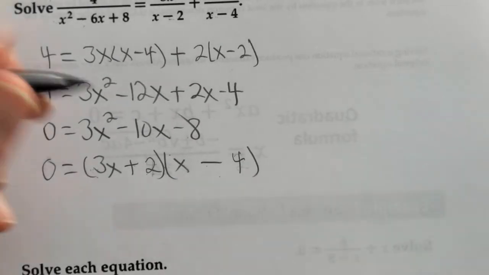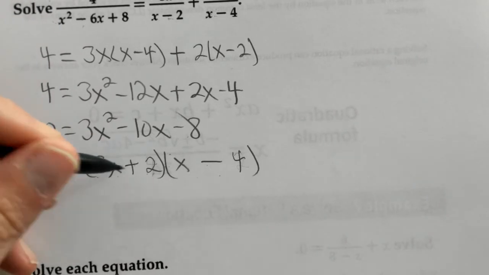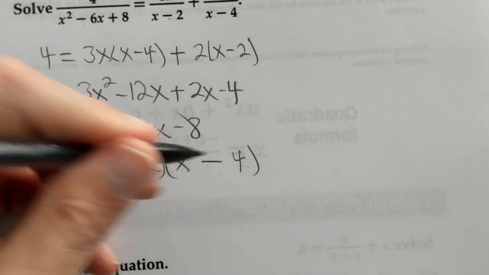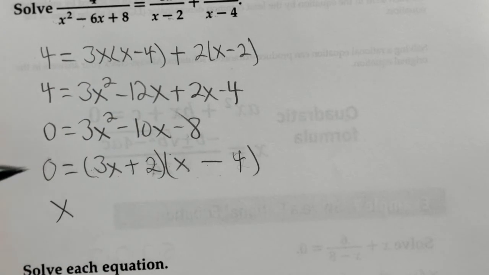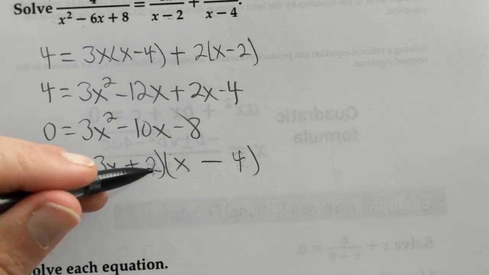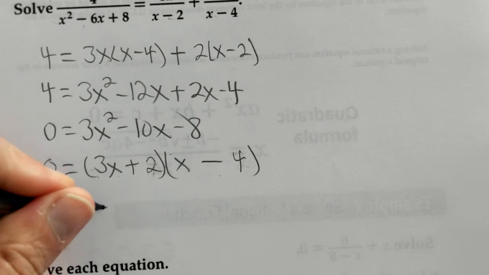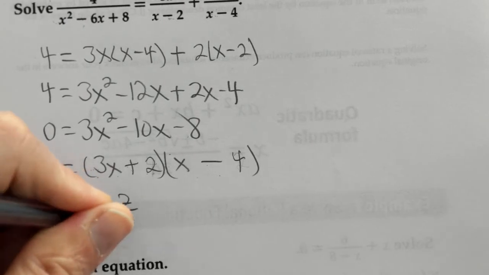All right. So from here, zero product rule, 3x plus 2 equals 0, or x minus 4 equals 0. And so in either case, if I move that over and make that minus and divide by 3, x would be equal to negative 2 over 3.